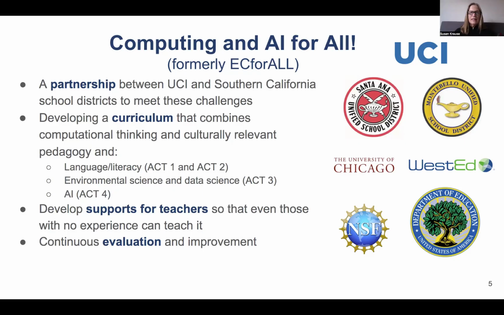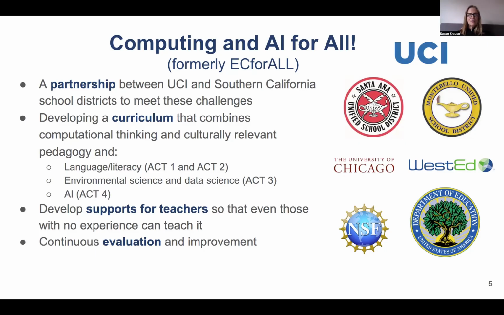Computing and AI for All, formerly EC for All, is a partnership between University of California, Irvine and the Southern California school districts to meet the challenges of the 21st century in bringing computing into the elementary school classrooms. We've developed a curriculum that combines computational thinking and culturally relevant pedagogy with language and literacy, environmental science and data science, and AI in literacy. We've developed supports for teachers, so even those teachers with no experience in computer science are able to learn it and teach it effectively in their classrooms.